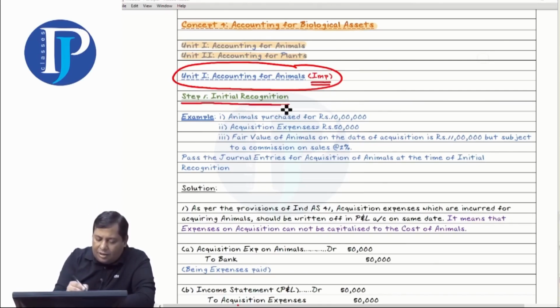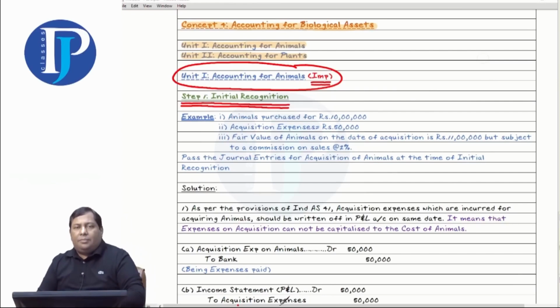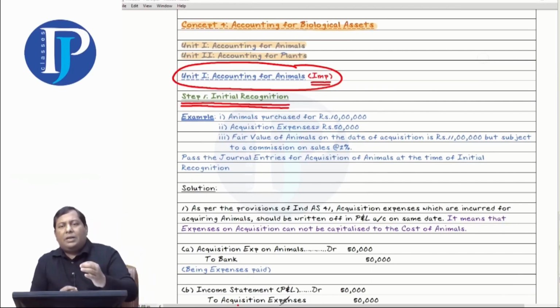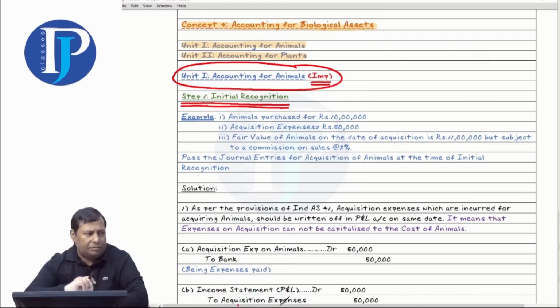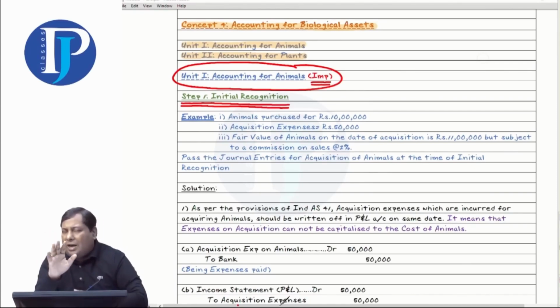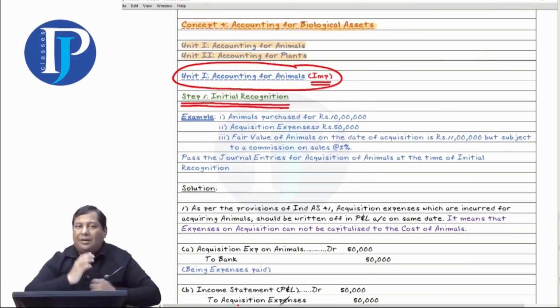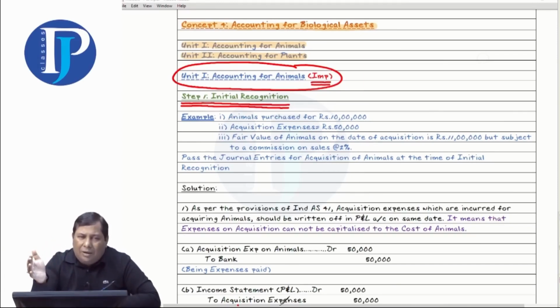Step 1 is initial recognition. So students, the first step is initial recognition. What is the first step? The first step is initial recognition. When we start the animal accounting, I will not talk about plants right now. I will only talk about animals. When we start accounting for animals, the very first step is to purchase the animal. I repeat. The first step is to buy the animal.